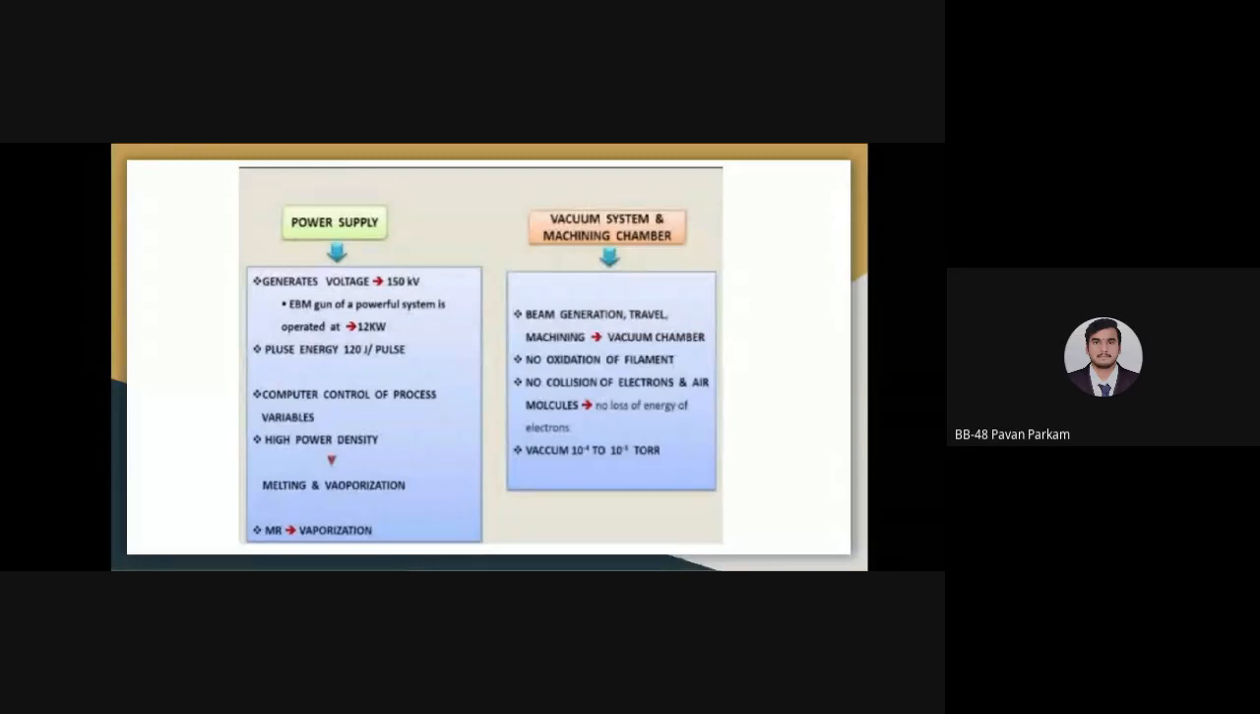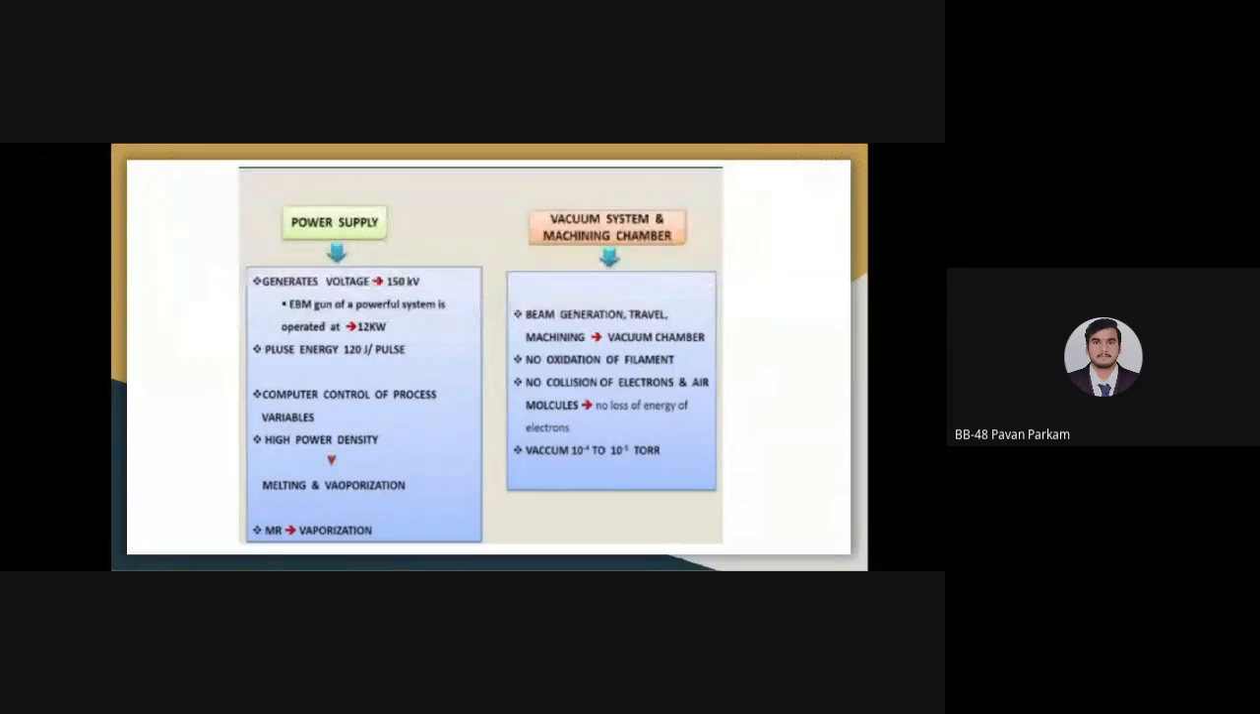Power supply is around 150 kilovolt. A high voltage power supply is used. Because of this high voltage, the electron beam gun generates electrons, meaning the cathode filament generates the electrons.